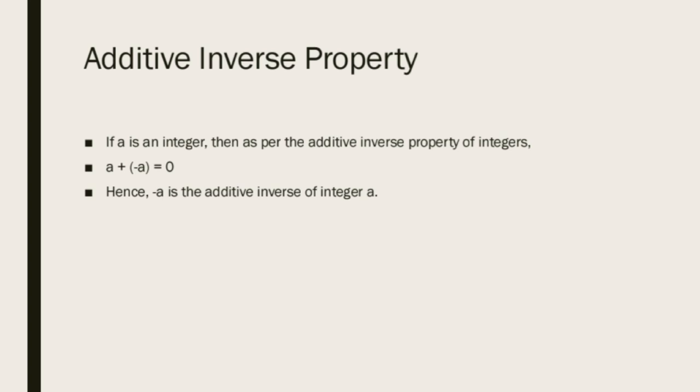Additive inverse property. If a is an integer, then as per the additive inverse property of integers, a plus bracket minus a is equal to 0. Hence, minus a is the additive inverse of integer a. Plus a and minus a cancel, so we get 0. Hence, minus a is the additive inverse of integer a.